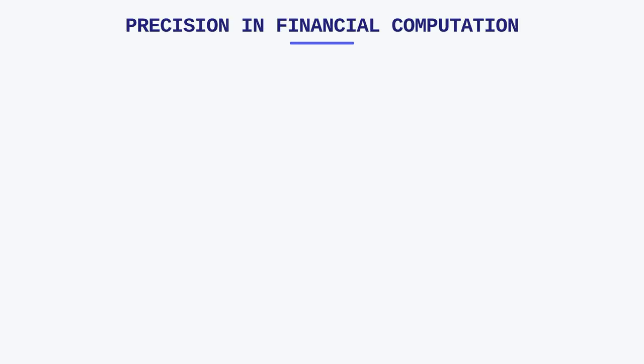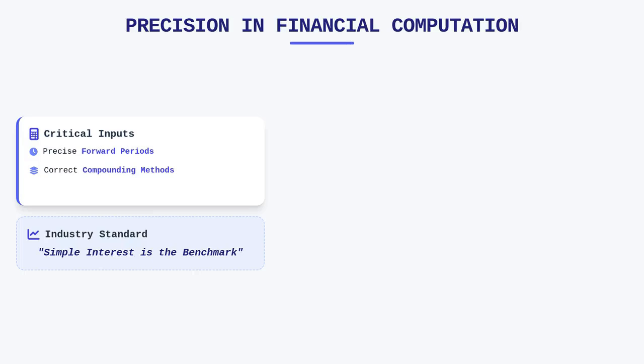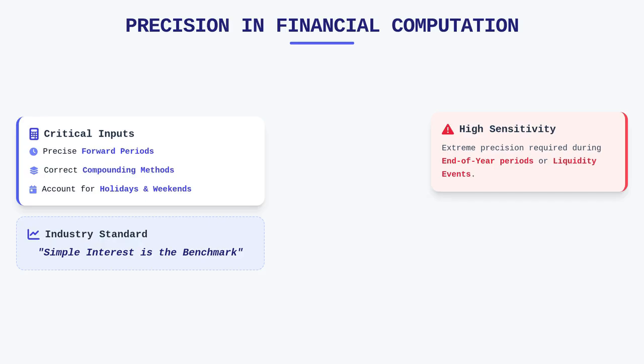To compute these values correctly, you must be precise with your inputs, specifically the forward period and the compounding method. While simple interest is the industry standard for these calculations, the length of the time fraction must account for holidays and weekends in the respective financial centers. When a calculation span crosses over end-of-year periods or other liquidity events, the accuracy of your interest rate inputs becomes paramount for the final result.